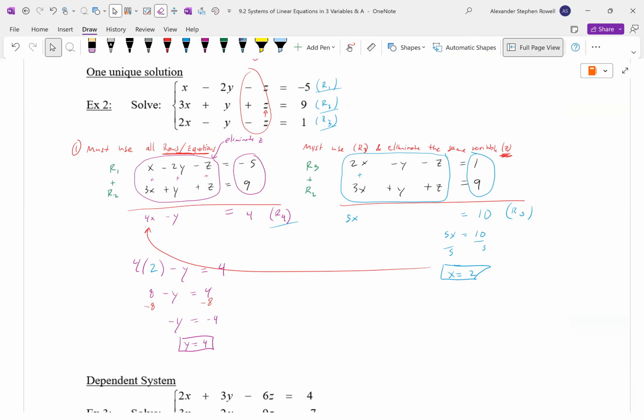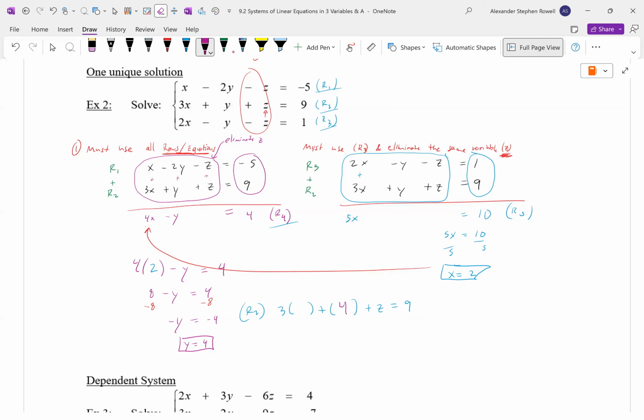How do we find z? Plug into any equation. Which equation looks easiest? Yeah, they're all pretty easy. So plug into any of them, you'll get the same answer. I'm going to plug into R2. 3x plus y plus z is equal to 9.